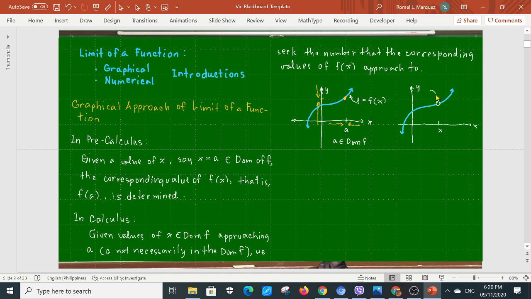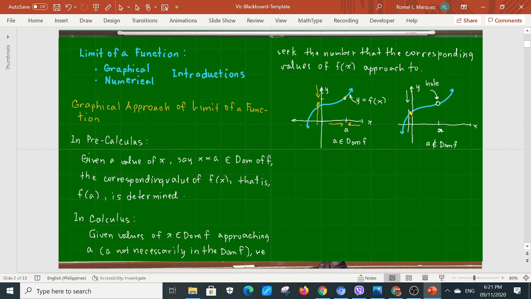Again, what is this point? Hole. Meaning the function is not defined there. So that is our x equals a. Now, in this case, our a is not an element of the domain of the function f. Now, what we want to know is how is f behaving? Where does our f go?